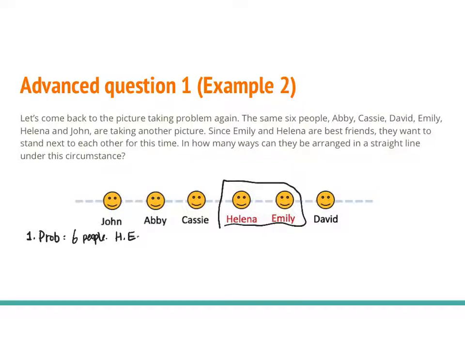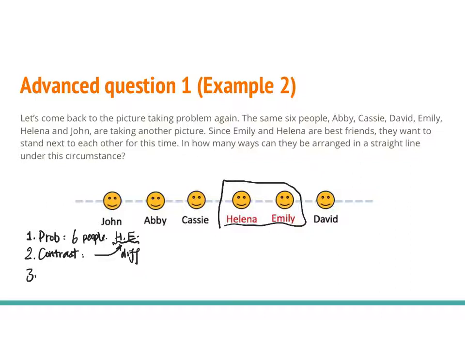Helena and Emily. If you contrast this problem with the problem we solved before, the condition that Helena and Emily have to stay together is an additional, or extra, condition for this specific problem. So this one is a difference.